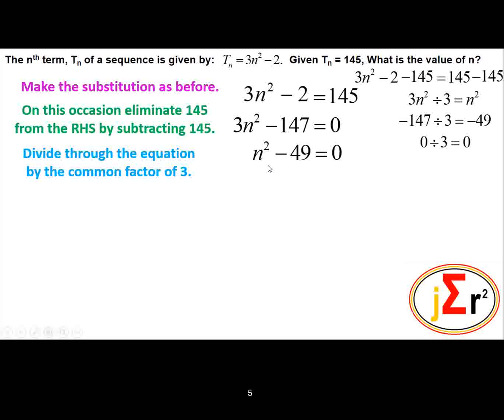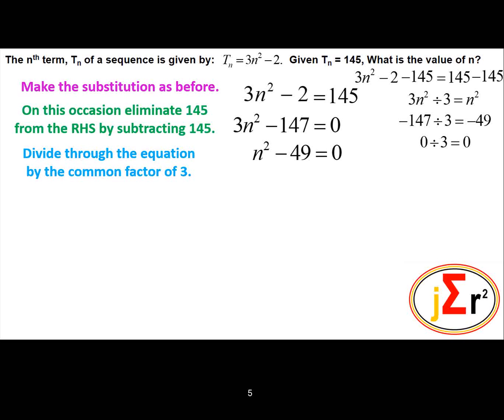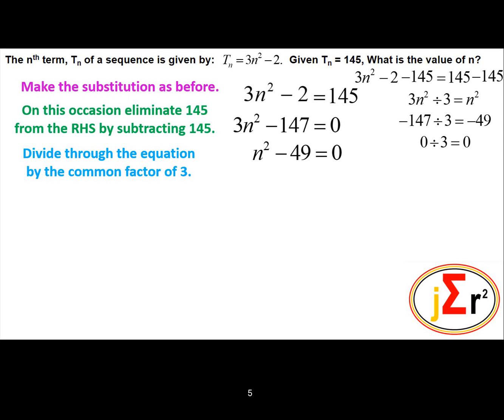Now we need to solve this equation. And students, although we are working with sequence and series, we have an algebraic expression right there. It's going to be very important for students to have a good knowledge and understanding of algebra. So we have n squared minus 49 is equal to 0.